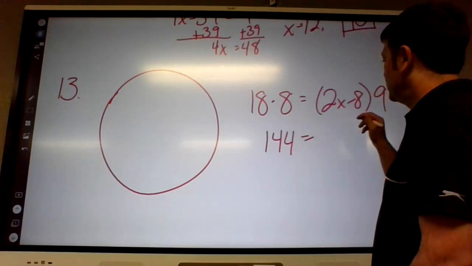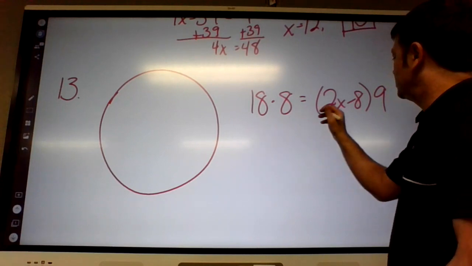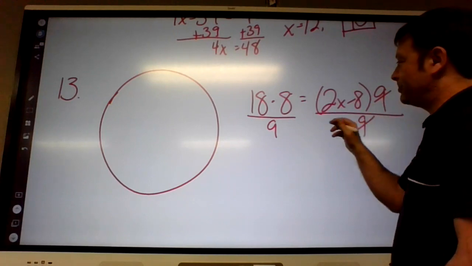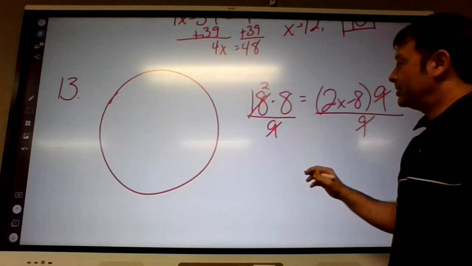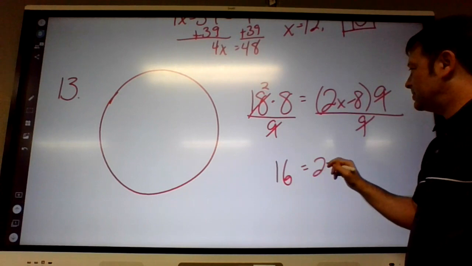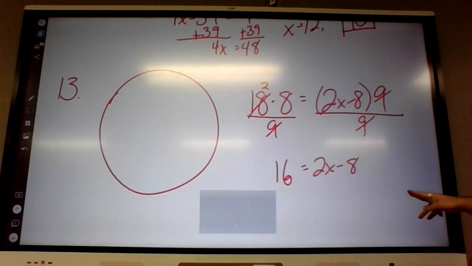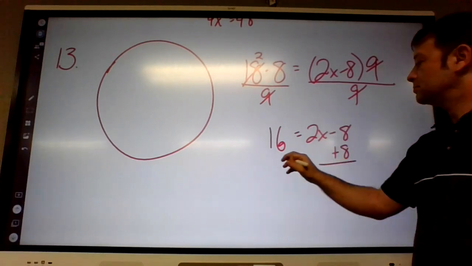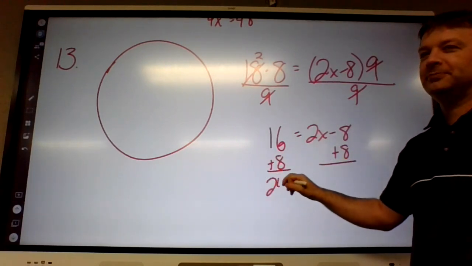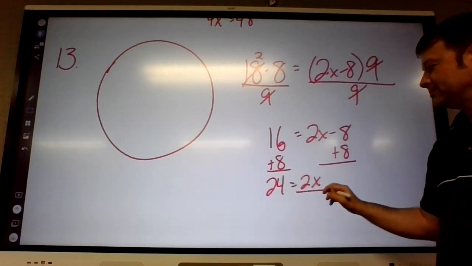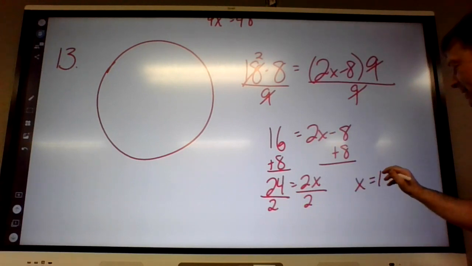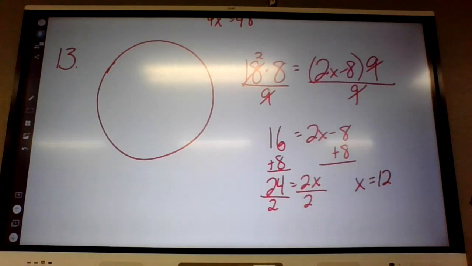Distribute. Actually, we could just divide by 9 up front. You can distribute, or you don't have to do this. It'll just make my life a little bit easier if I divide by 9. 16. And then 8. So there's the answer. Oh, we have to plug it in.